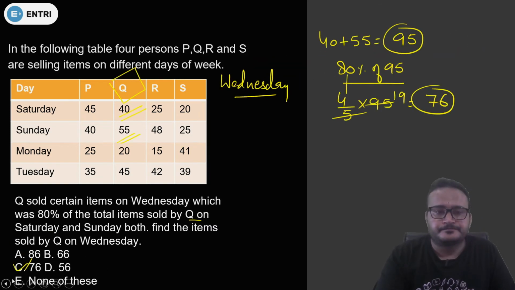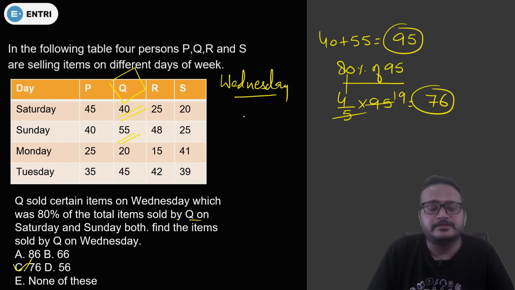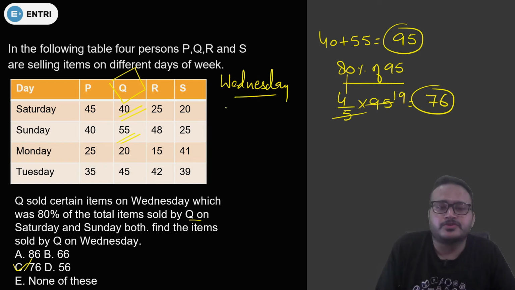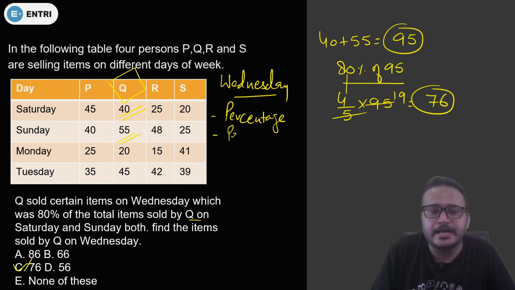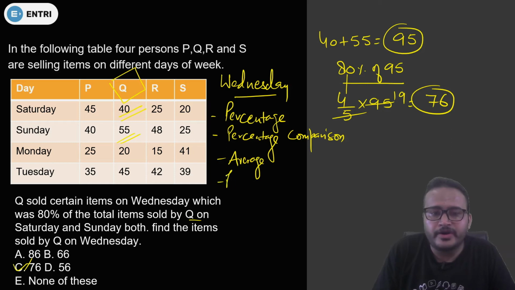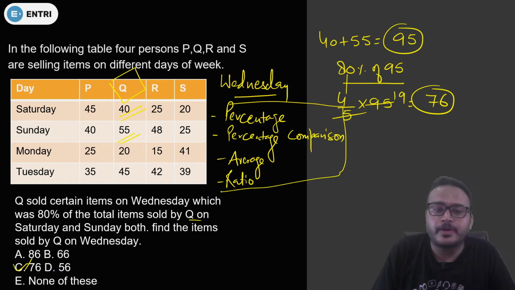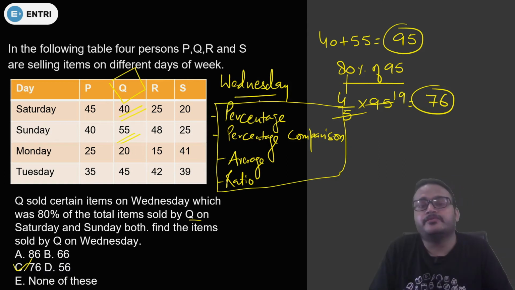Okay, guys, so we are done with the data interpretation question. So guys, what we saw here, basically based on the data interpretation question, you will have questions based on percentage. Okay, simple percentage and percentage comparison, and your average, your ratio. So these are the most favorable questions that come under the category of data interpretation.